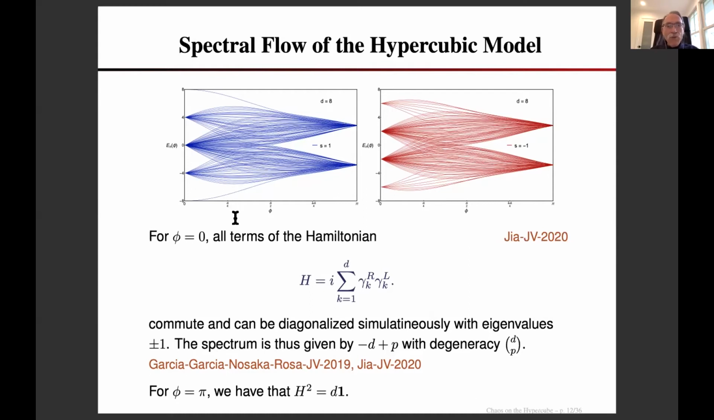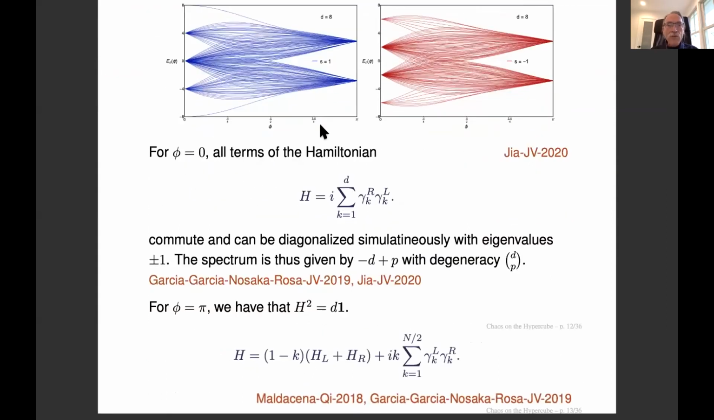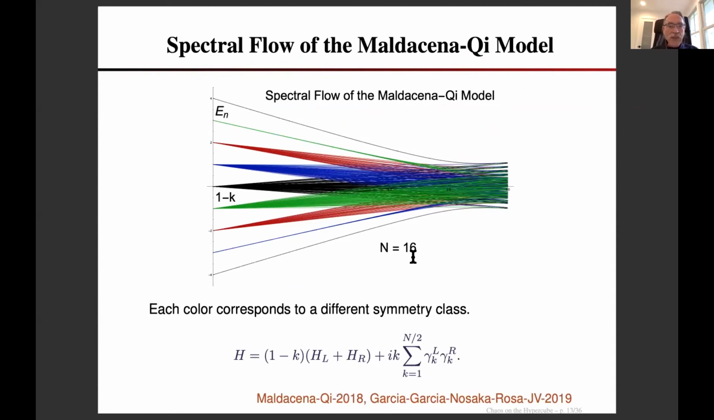This spectral flow reminds you of the spectral flow of the Malazena Xi model. This for the same number of states. The left-hand side is identical. So the Malazena Xi model is a Hamiltonian with exactly the same coupling term, but the uncoupled Hamiltonian is different. It's a sum of the left and right Hamiltonian. There's Zeeman splitting, and in between the model is chaotic, and then it goes to the eigenvalue.